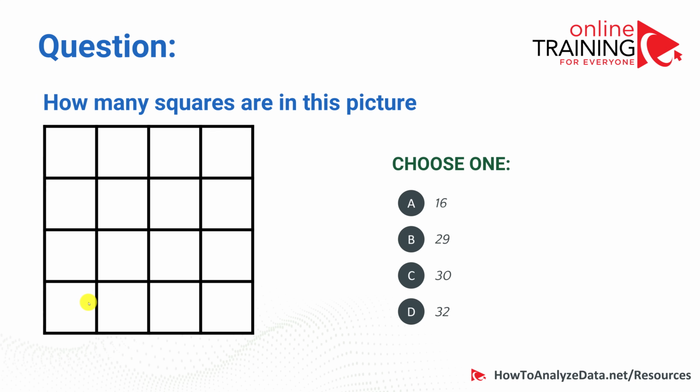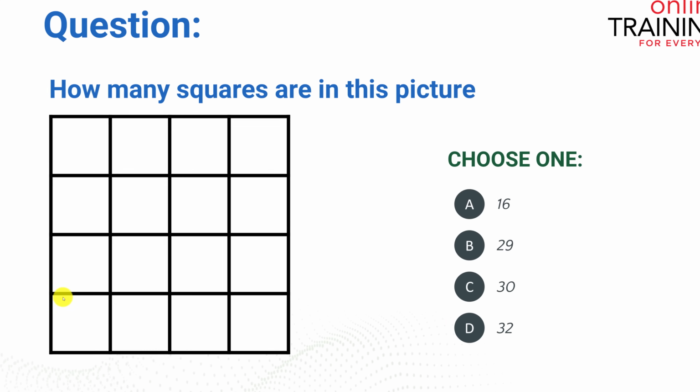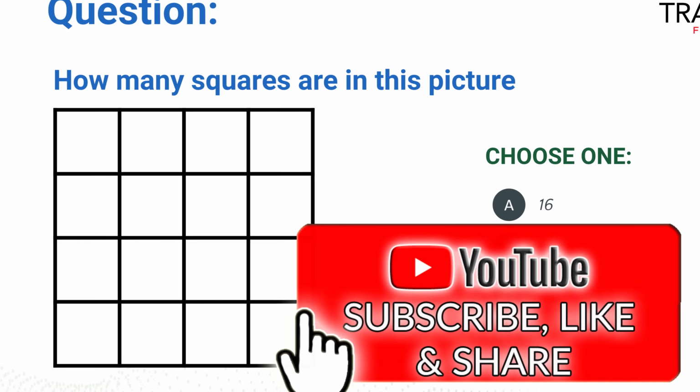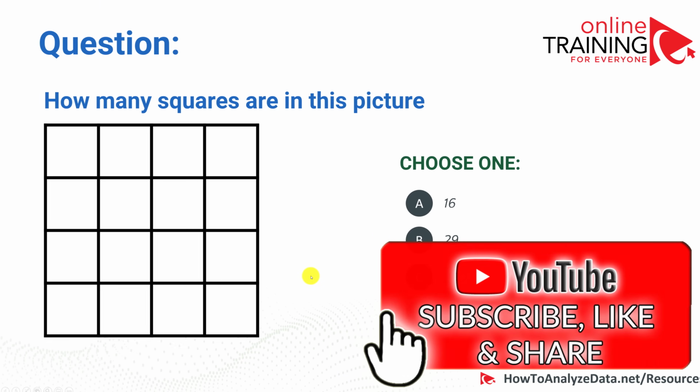The confusing part of this question comes with the fact that squares are not only the small squares that are shown in the picture. So if you count only small squares, the answer would be 16. But you can have this area as a square, you can have this area as a square, and the large area is also a square. So once you calculate all of those, you will get to the correct answer.